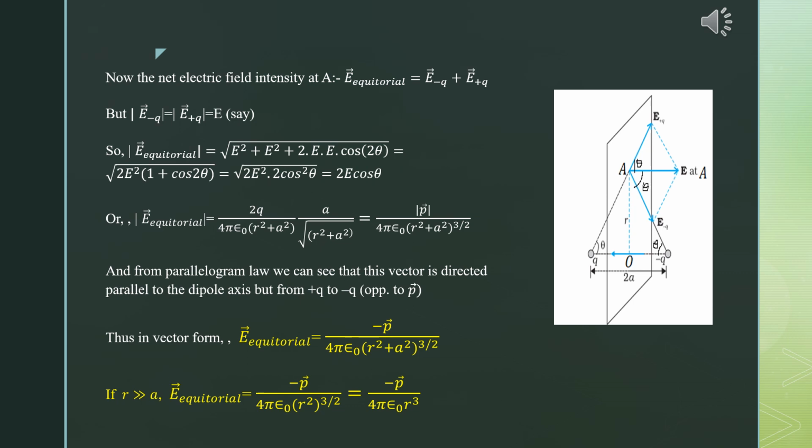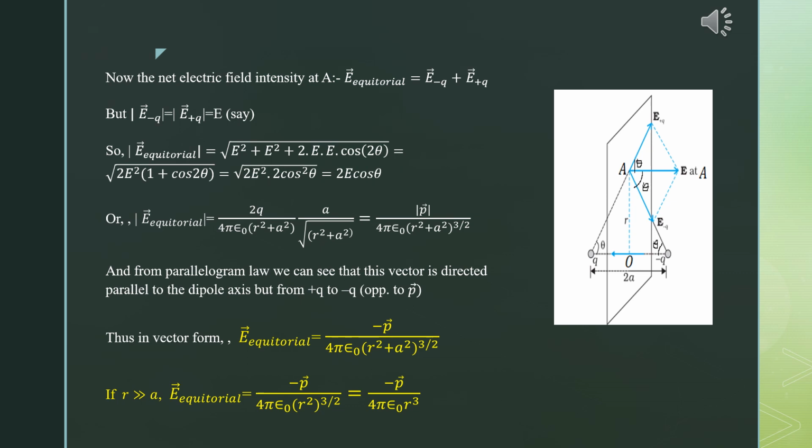So how much will be the resultant magnitude? For that, we have to find the resultant of two vectors, so we have to use the parallelogram law. What was the formula for the resultant vector in the parallelogram law? The magnitude of the resultant vector formula was root under a square plus b square plus 2ab cos of the angle. So how much will it be? Root under E square plus E square plus 2E multiplied by cos 2 theta. Why are we getting 2 theta?